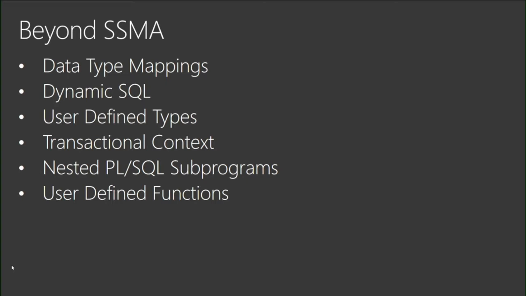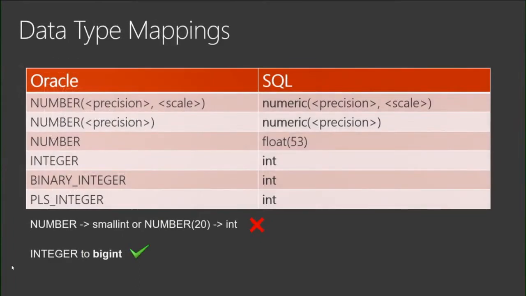These are the things that I'm going to focus on, where SSMA will not be very helpful and you have to do things manually. So we are going to talk about data type mappings. SSMA does a very good job, but there are things that you need to take care of specifically when it comes to date time and varchar. I will talk about dynamic SQL, user-defined types. SSMA has no support for dynamic SQL and user-defined types. We will also talk about transactional context between Oracle and SQL and where you need to focus. Nested PL/SQL subprograms and user-defined functions. There are a few things that you need to know about them as well when you're working on an Oracle to SQL migration project. So these are things that Bing cannot find for you. I know Bing is your favorite search engine. So let's get started with the first one, data type mappings.